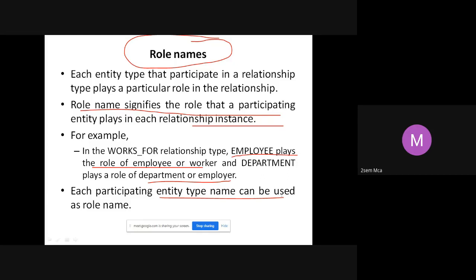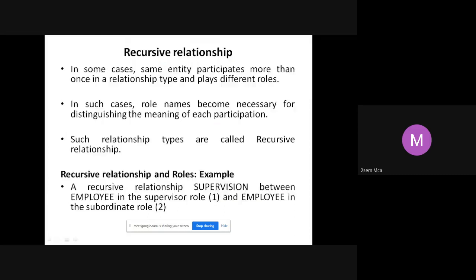Role name means, I hope it's clear, what role do we play? That's all. Employee works for department. I'm an employee working. My role is what? Employee. What is the role of the department? Employer, correct? Because the department has employed me. So department is the employer. It's very clear. That is why we don't write it. But in certain cases, as I said, where it is not going to be clear, role name plays a very significant part. In such examples, I will show you where it is.